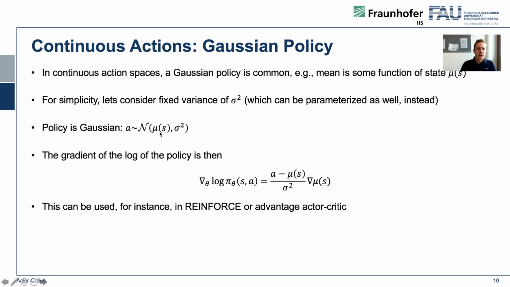Learning this policy can easily be plugged in, because in order to calculate the policy gradient, we can just calculate the gradient of the log of the policy, which is defined like this. This is well understood for Gaussian distributions. You can plug this in, just try it out, using, for instance, REINFORCE or also advantage actor-critic algorithms. So you can really just put this in, and you have a continuous action space that you can sample actions from.